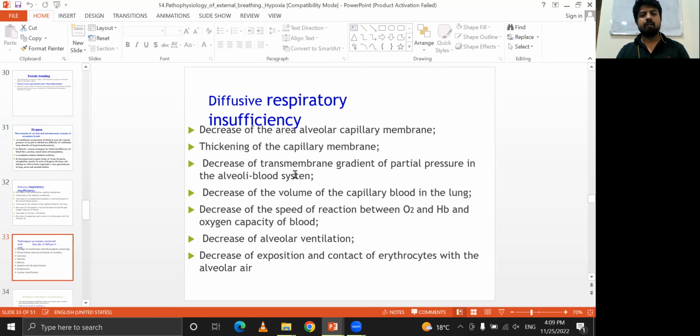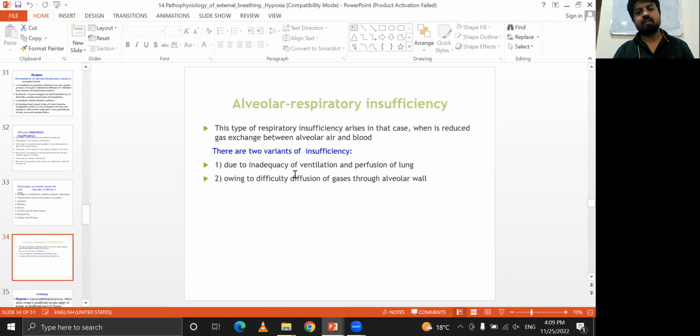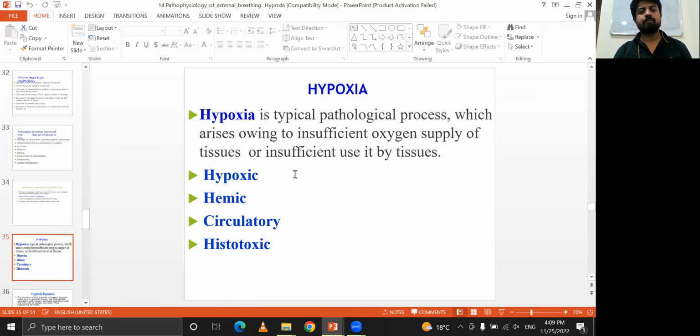Simple as that. Pathological processes connected with the disorder of diffusion in the lung: damage of the membranes, inflammation and accumulation of fluid, sclerosis, fibrosis, edema, anemia, emphysema, cardiac insufficiency. Alveolar respiratory insufficiency is the type of respiratory insufficiency that arises when gas exchange between the alveoli and the air is reduced. There are two main variants of the insufficiency: due to inadequacy of the ventilation of perfusion of the lung, and due to the difficulty of diffusion of the gases through the alveolar wall.